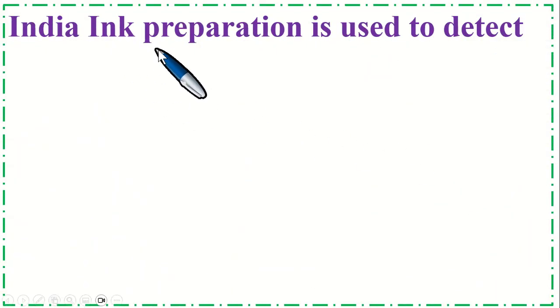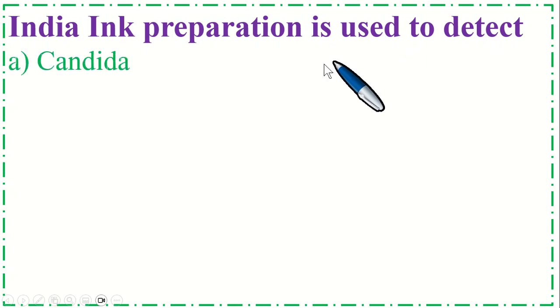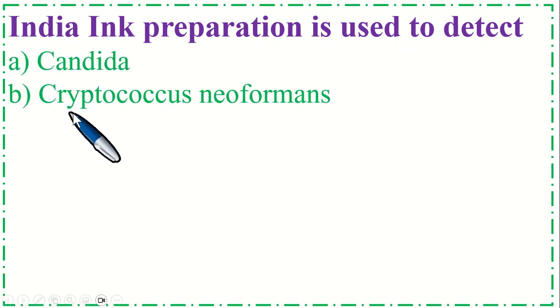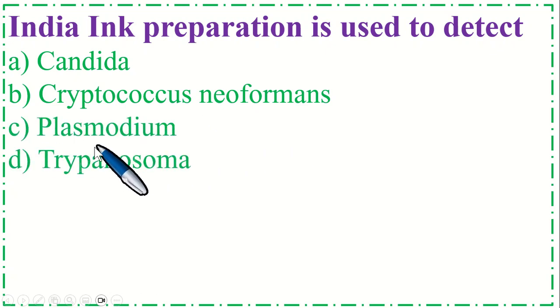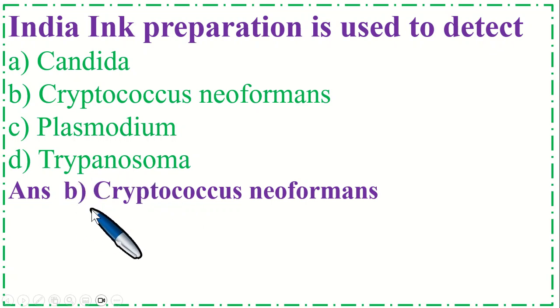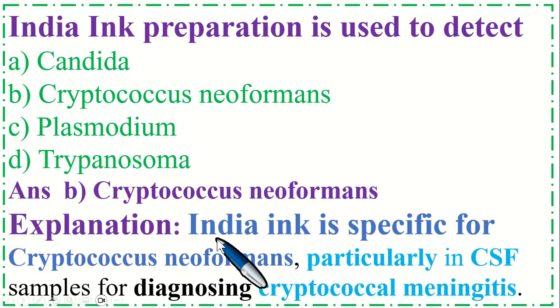India ink preparation is used to detect option A, Candida, B, Cryptococcus neoformans, C, Plasmodium, and option D, Trypanosoma. So the correct option is B, Cryptococcus neoformans. Explanation is India ink is specific for Cryptococcus neoformans, particularly in CSF samples for diagnosing cryptococcal meningitis.